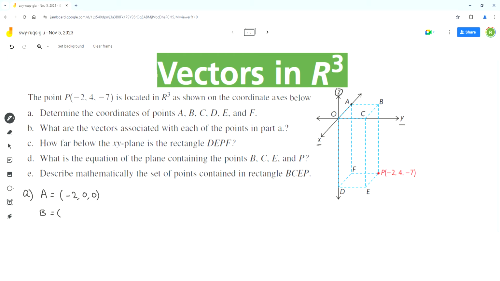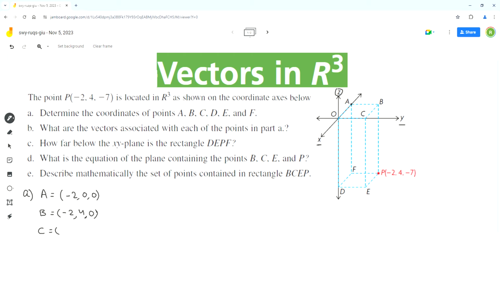Now we can analyze point B. Point B lies in the xy plane, so its z number will be equal to 0. The x and y coordinates for point B will be the same as the x and y coordinates for point P because B and P lie on the same vertical line. So point B is -2, 4, and 0.